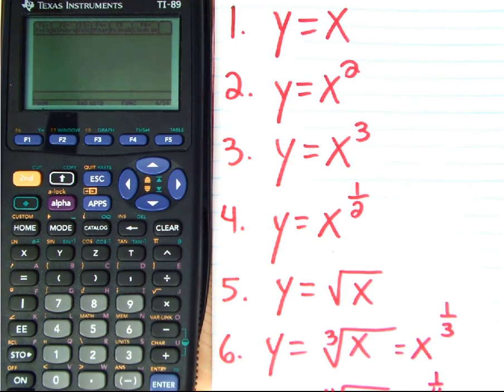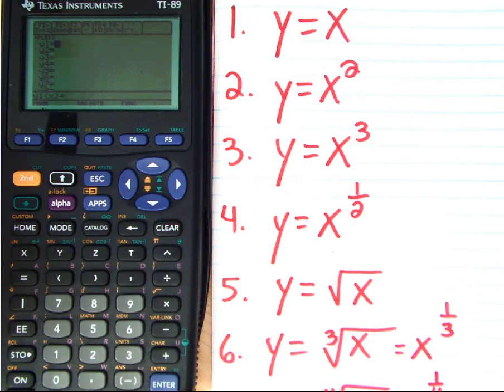Let's take a look at graphing these different graphs. These are the basic ones I usually show in all my algebra classes. Now the first one is y is equal to x. Well, our y equals is above our F1, and to get to that we press our diamond, the green button. So diamond F1, I'll bring up that.